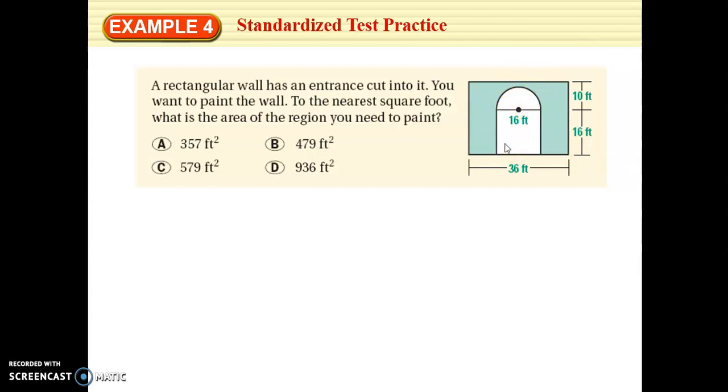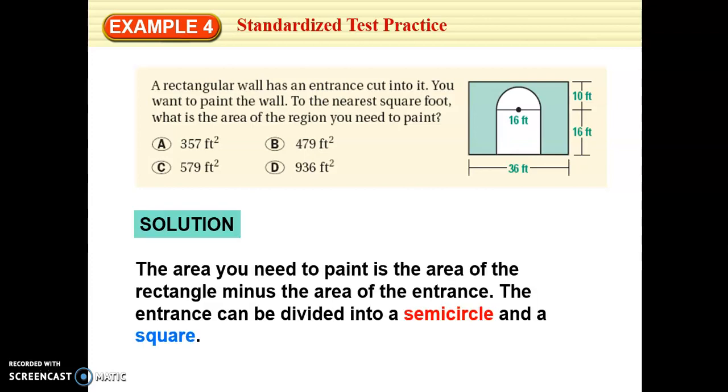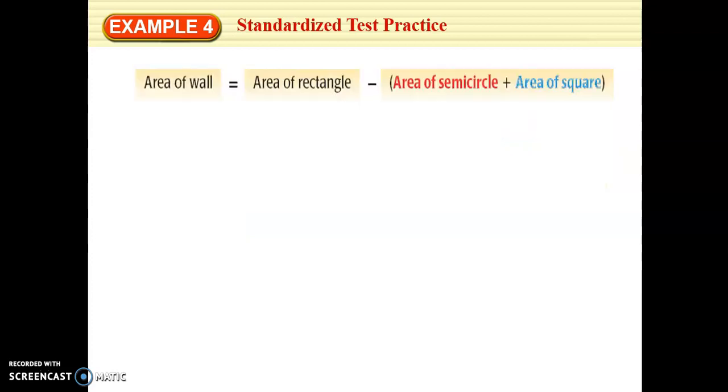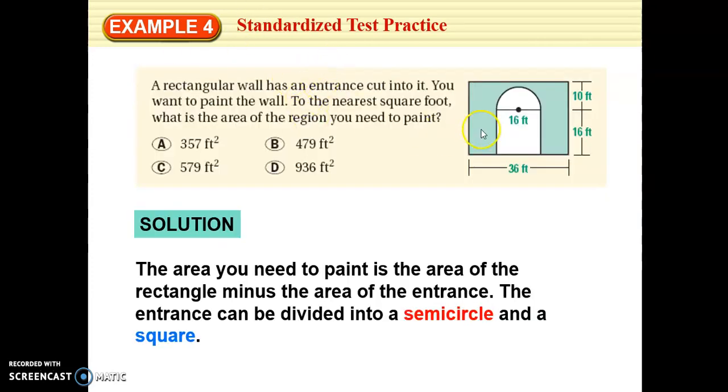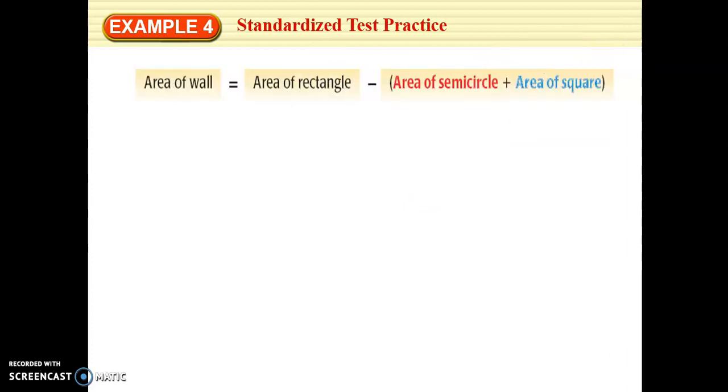Now, how do we find the area of this one? We have to find the area of each part and then subtract. We have to find the area of the circle and divide it by 2 because it's a semicircle. Here we have the area of the wall, because it's a wall here, and this is like a door. We have to paint. It is the area of the rectangle minus the area of the semicircle plus the area of the square.